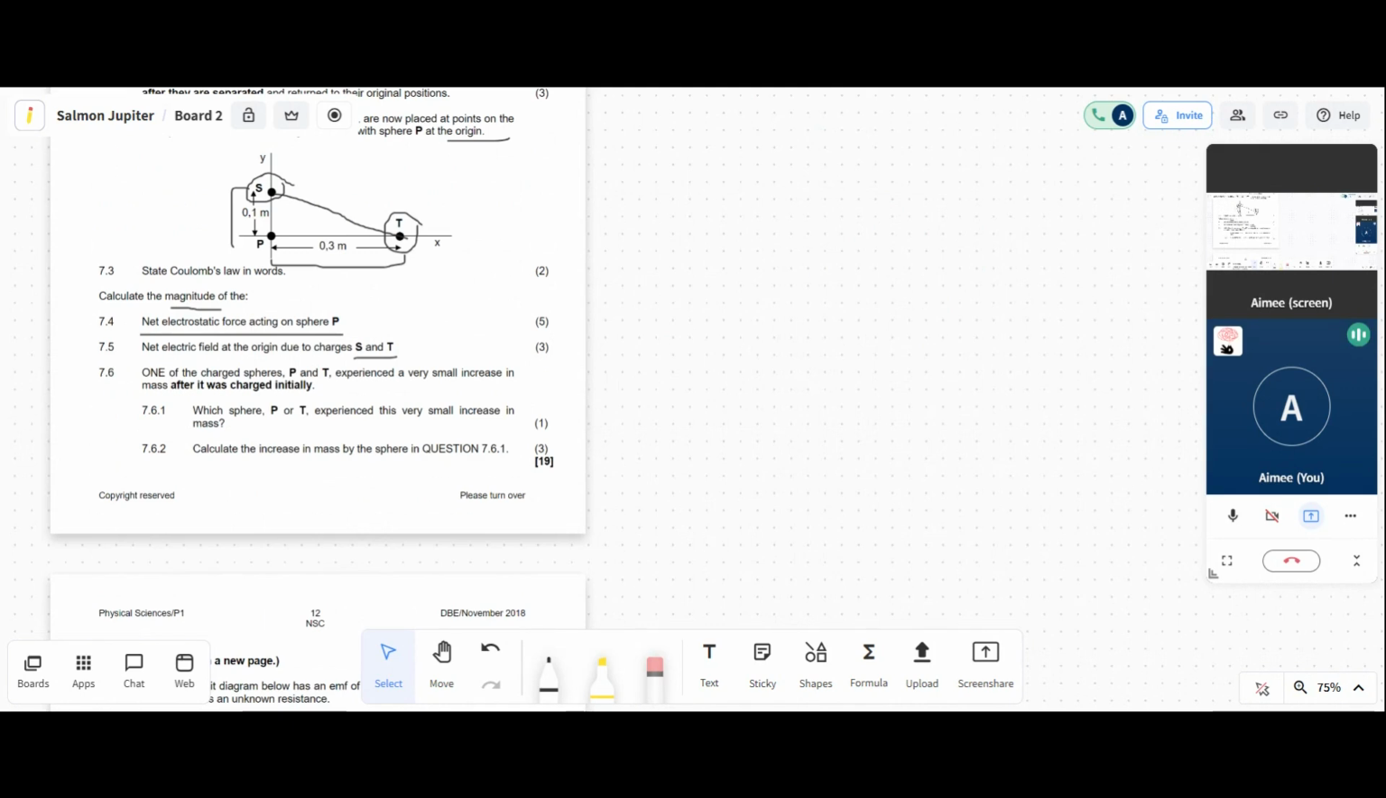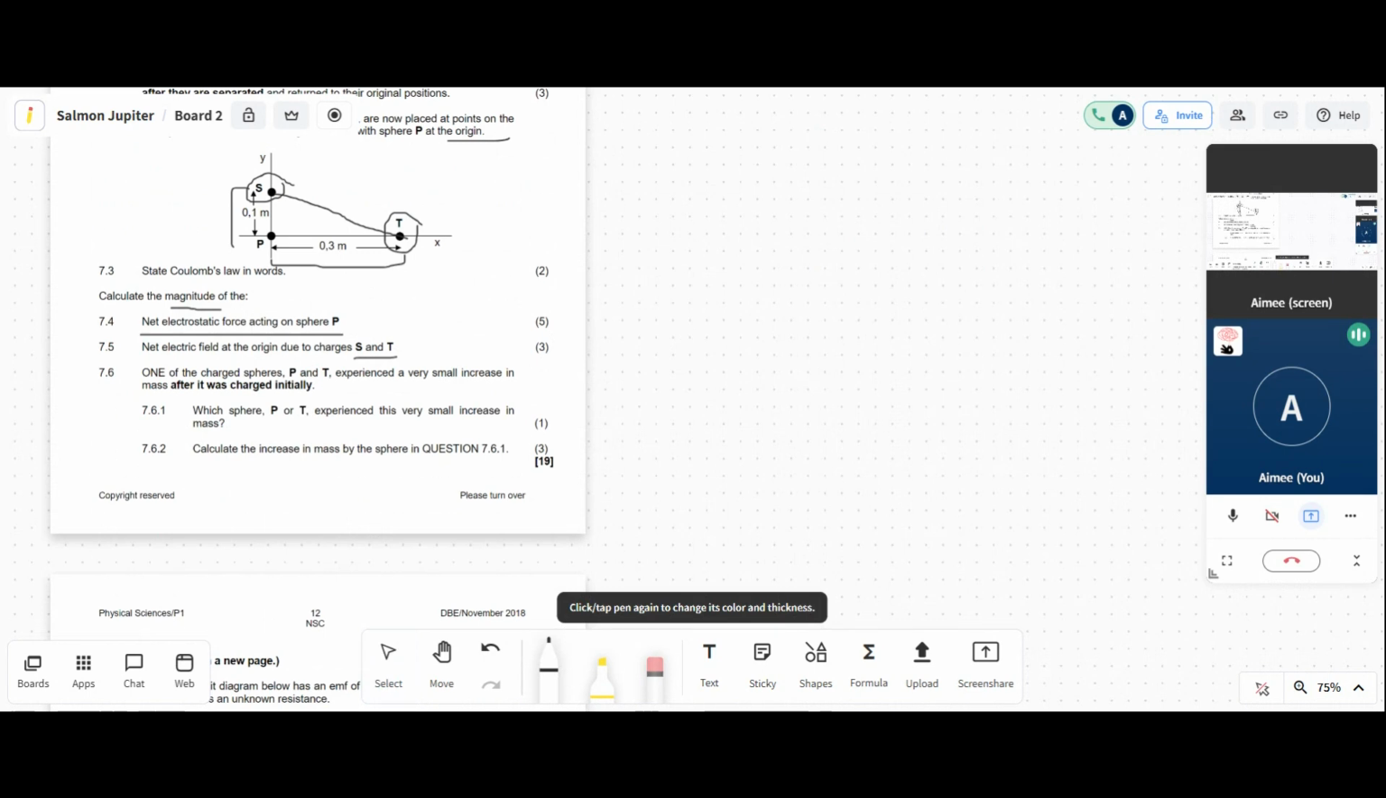Okay, so if an electron weighs 1.6 times 10 to the negative 19, so does a proton. But I'm going to say P. I'm going to say that sphere P experiences a small increase in mass, and now they want you to calculate this increase in mass on the sphere, and this is where that formula comes into play.